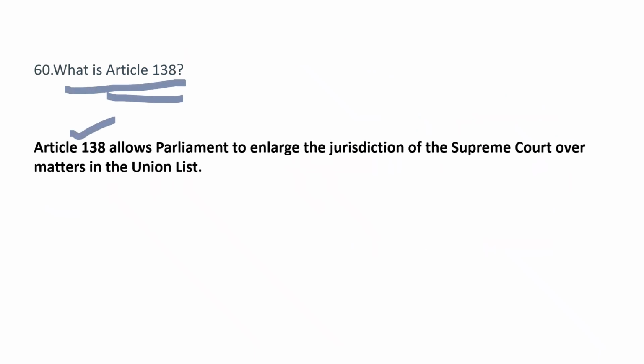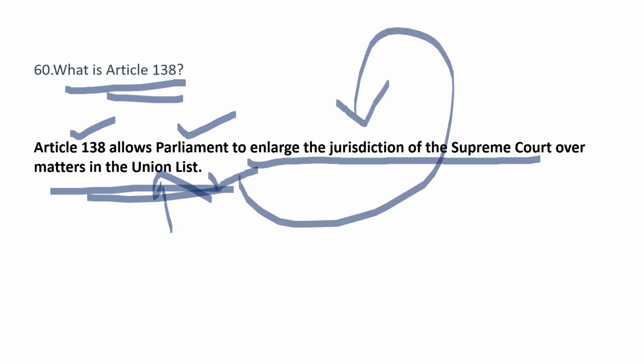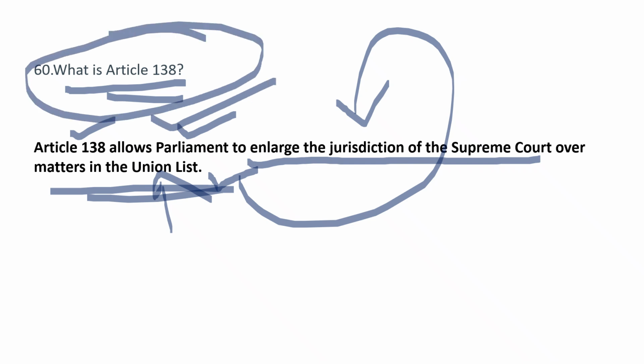Article 138 allows the Parliament to enlarge the jurisdiction of the Supreme Court over the matters in the Union List. Okay. The Supreme Court already has jurisdiction in the matters of the Union List. To enlarge this jurisdiction, the Parliament has the authority under Article 138. Next question.